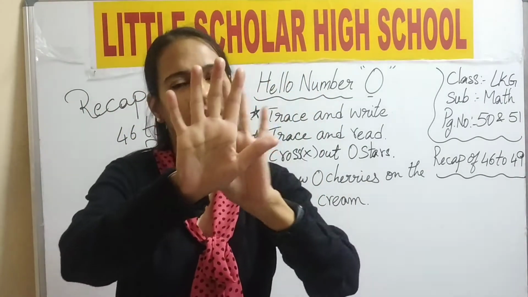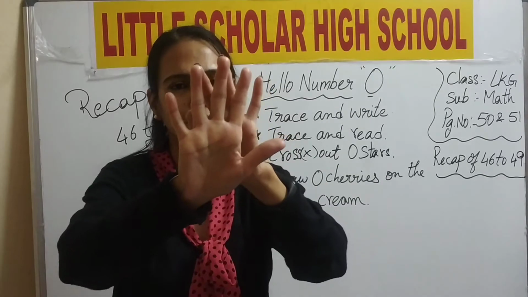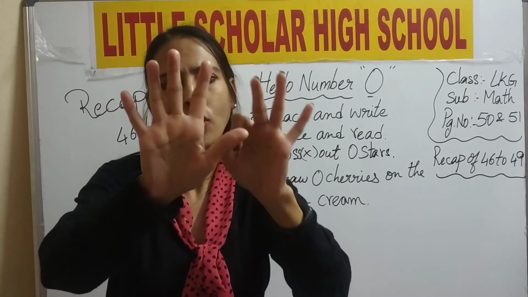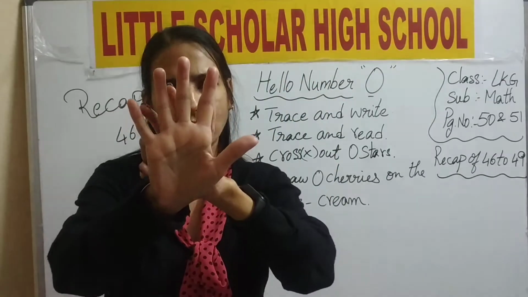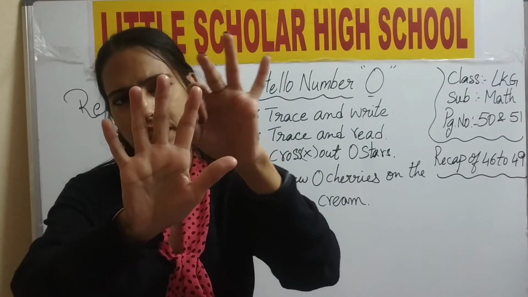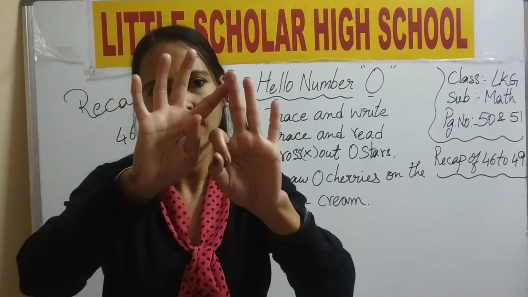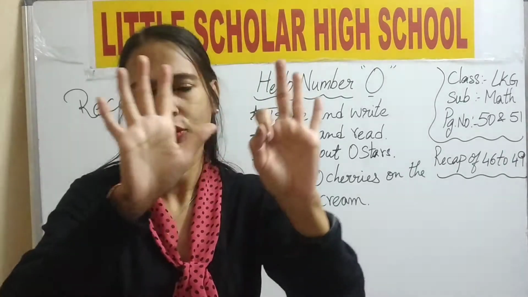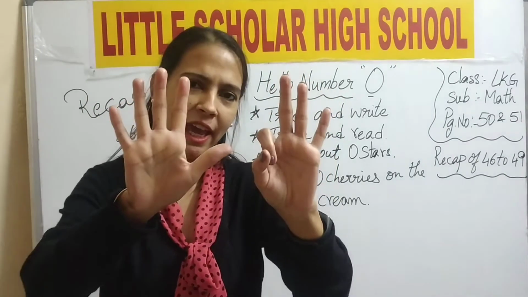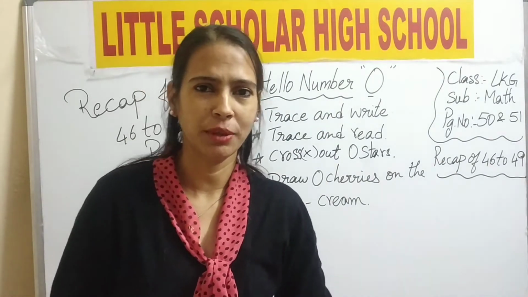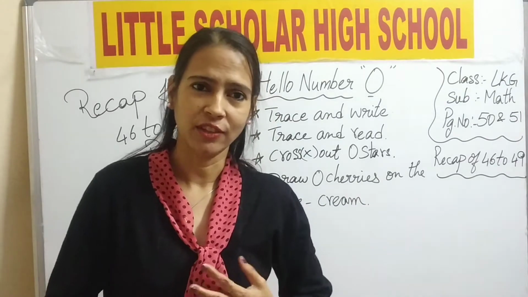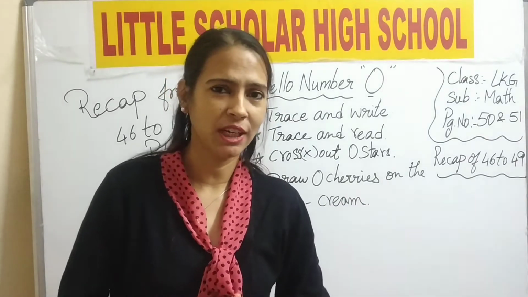3 fingers. Now let's count. 1, 2, 3, 4, 5, 6, 7, 8. Again. 1, 2, 3, 4, 5, 6, 7, 8. So how many fingers do we have? 8 fingers. And how many eggs did we paste for the bird in the nest? 8 eggs. So how did we count it?